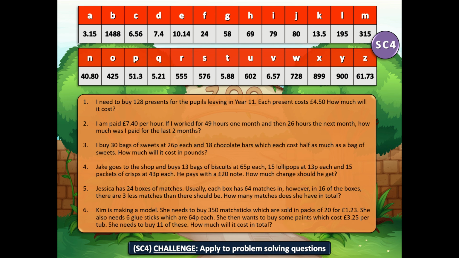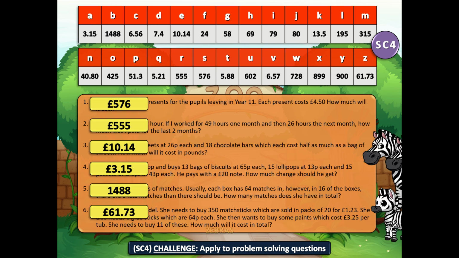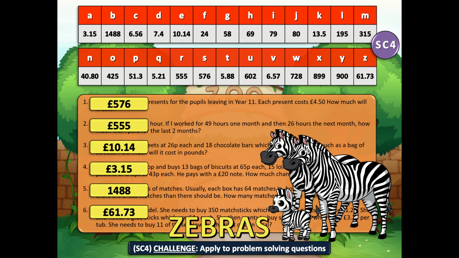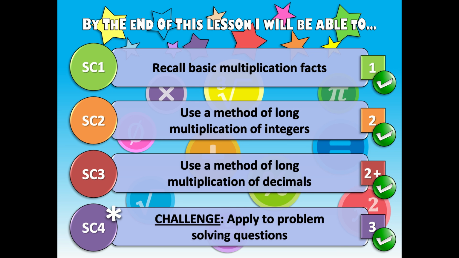Here are some slightly harder questions for you to have a go at. Again, pause the video, and when you're ready to mark your work, press play. Here are your answers. And the word that they made were zebras. And now we've completed success criteria 4.